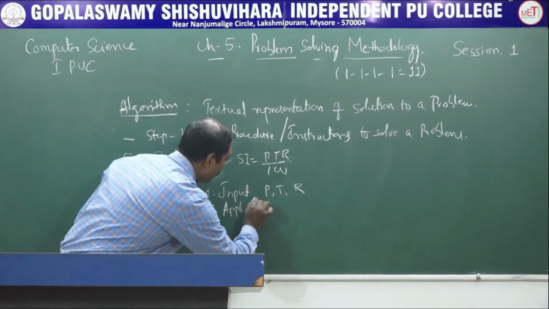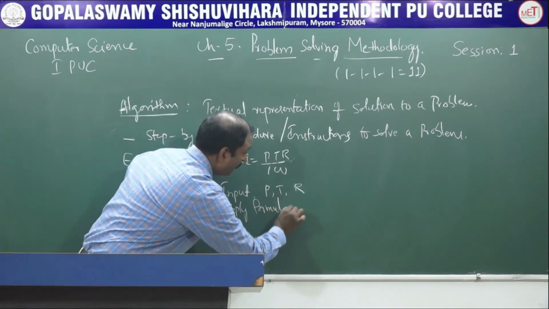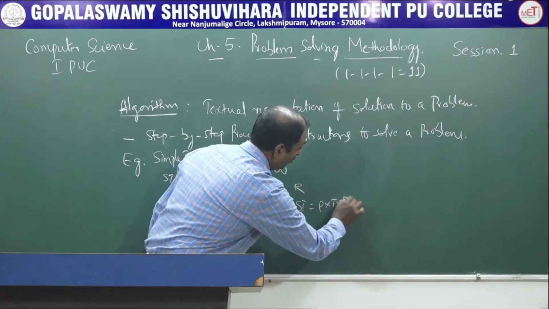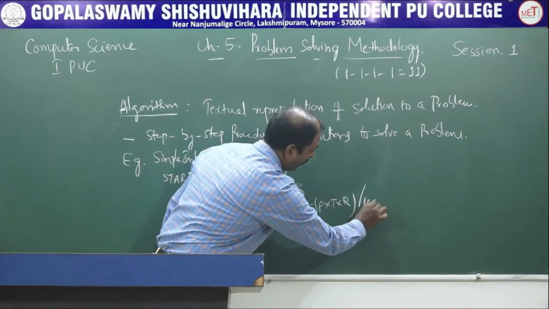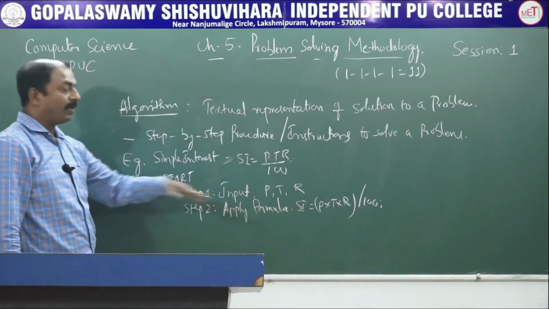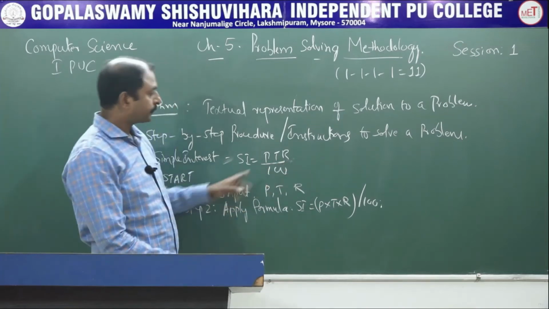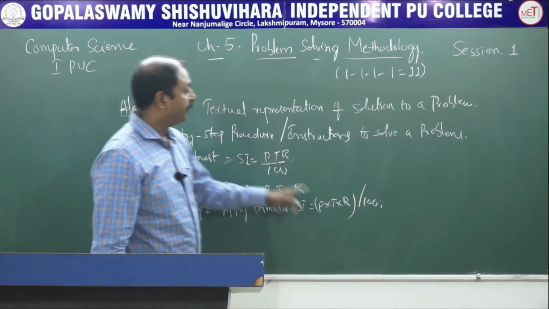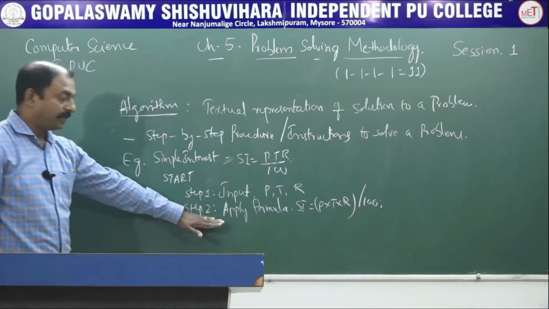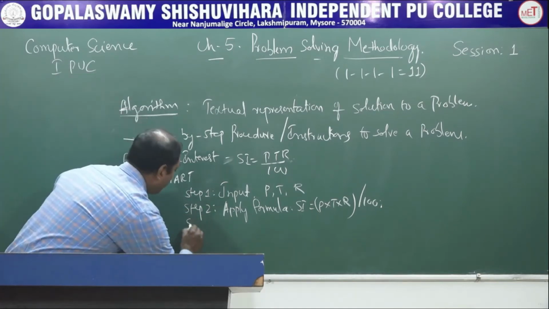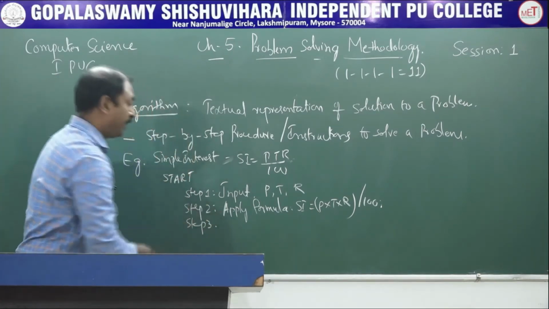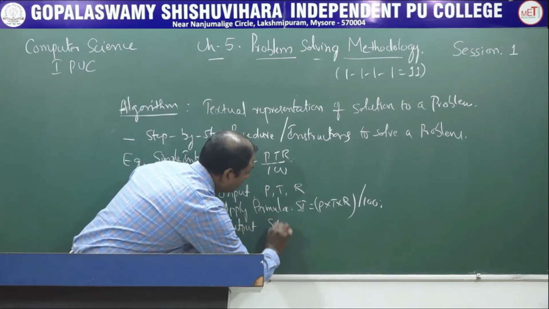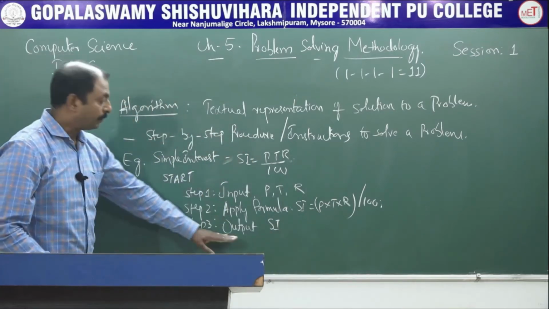What is step 2? Step 2 is nothing but applying the formula. The formula is SI is P into T into R, whole thing divided by 100. See, this is we are applying the formula. Here we should know that P multiplied by T multiplied by R and whole divided by 100. This is the formula. So the second step is applying the formula. So step 3 is we have to output simple interest. So this is step 3.